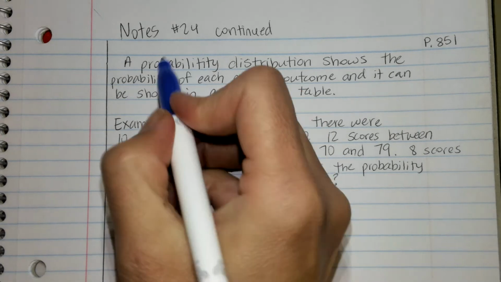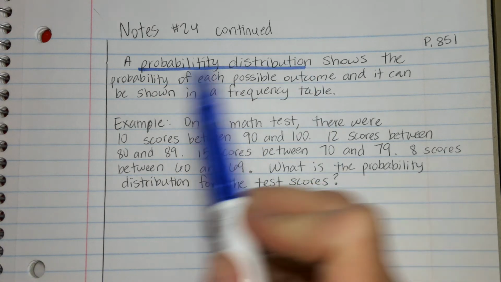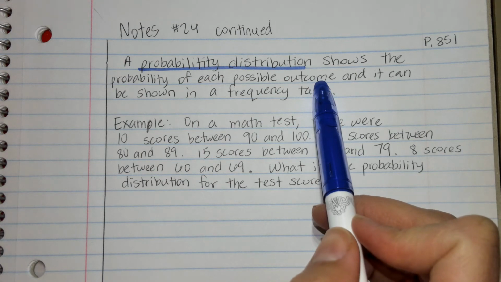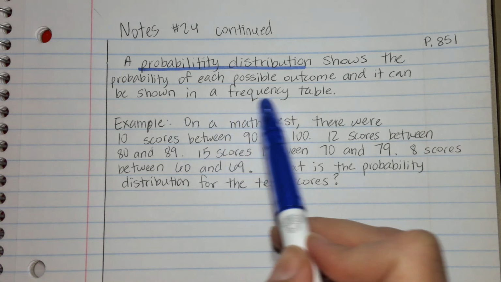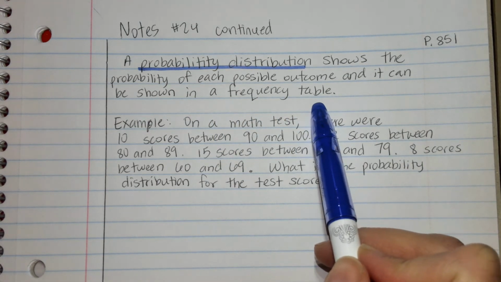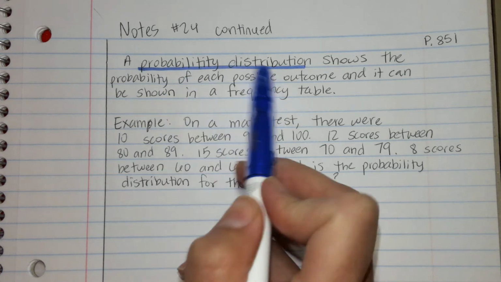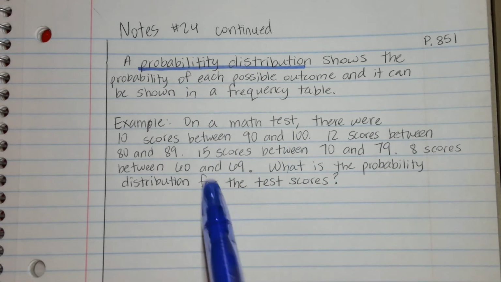Okay, so a probability distribution. This is the last thing we're going to go over today. A probability distribution shows the probability of each possible outcome, kind of like what we just did, but you would do it for every outcome. And it can be shown in a frequency table. So we're going to make a table to organize this. We have this example, and this is very similar to what you'll have on your Math Excel assignment. So when it says probability distribution or find probability in a table, think of this example.